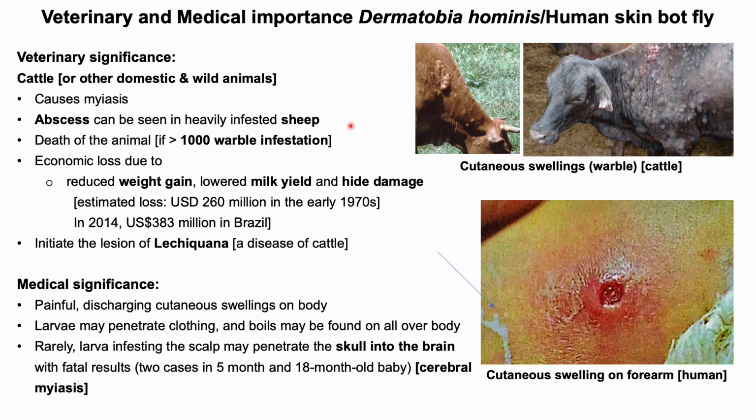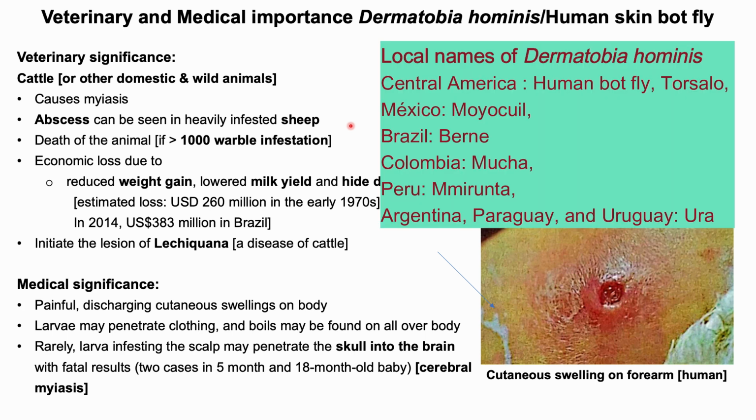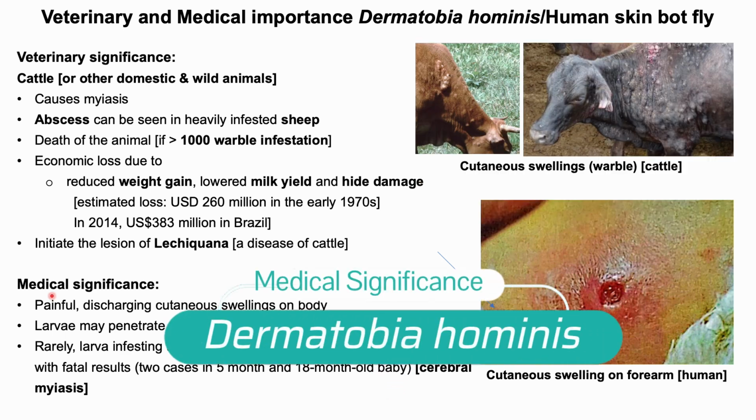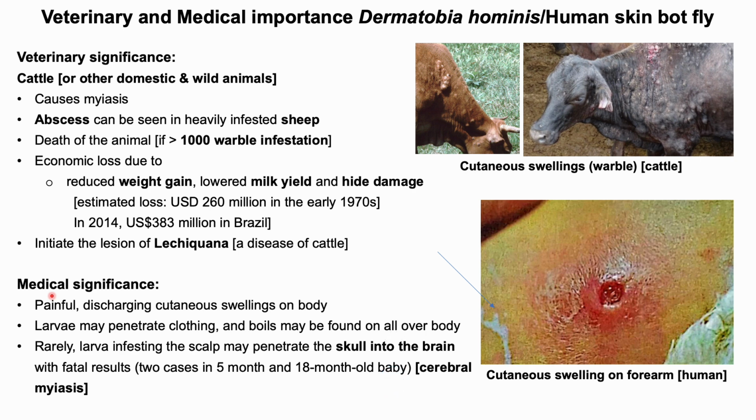Note that Dermatobia is a major problem in cattle in South America, and this condition is denoted by different terms shown here. Medical significance of Dermatobia hominis, or human skin-borne fly. Humans can also be the host for Dermatobia hominis. Remember that non-insect transmission may also occur when Dermatobia hominis eggs are deposited on damp cloths or laundry, because larvae may even penetrate the clothing and form boils on the body.